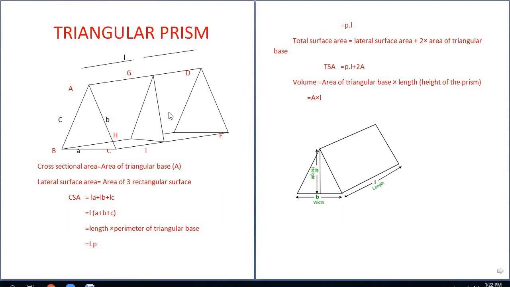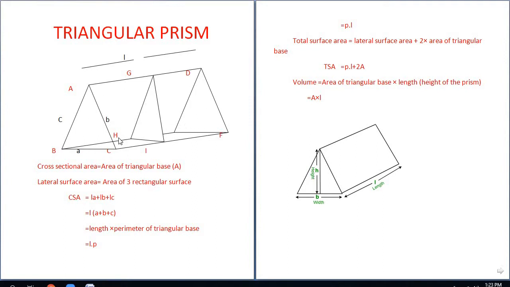In this session, we are going to discuss triangular prism. A triangular prism is a three-dimensional geometrical figure which consists of a triangle as its base. In the given figure, we can see ABC is a triangle.